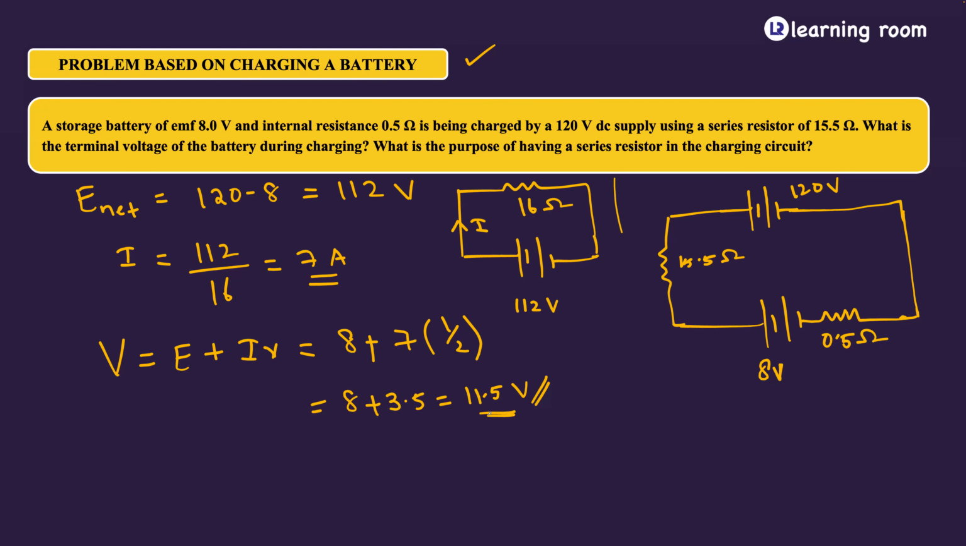And they're asking what is the purpose of having a series resistor in the charging circuit? Logic is very simple. To control the amount of current that is flowing from the supply battery to the storage battery. If that was not there, you directly connected, there would have been heavy possibility of this device getting damaged. So to control the amount of current, we took it. Is the point clear? So please make a note of this.